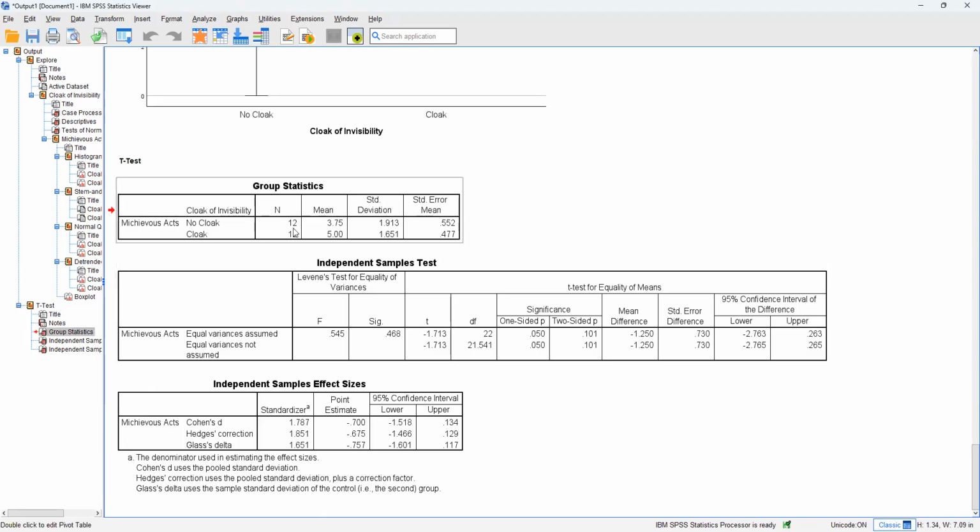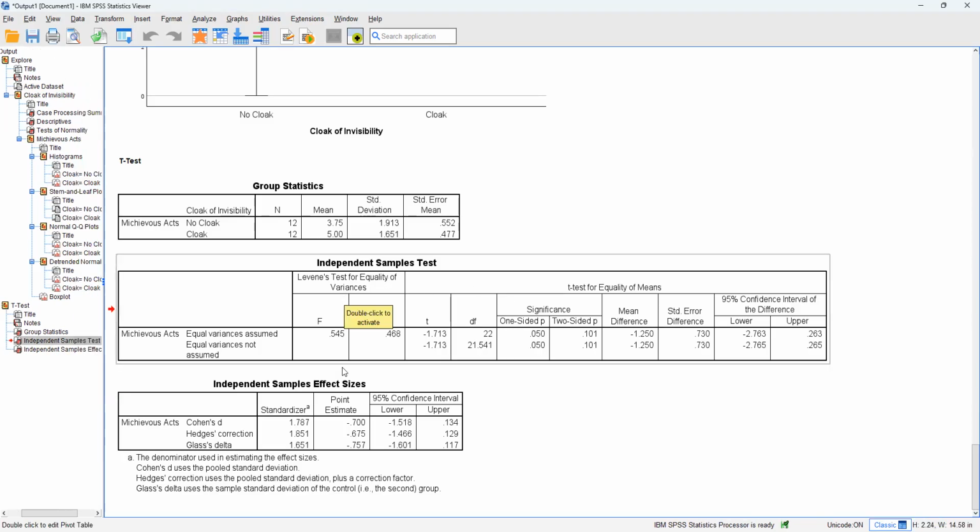Here in the first table, I get some summary data for each group. So I can see I have 12 cases in each condition, no cloak and cloak. I get the means that we saw earlier, 3.75 versus 5, and standard deviations and standard error. The significance test is in the second table.